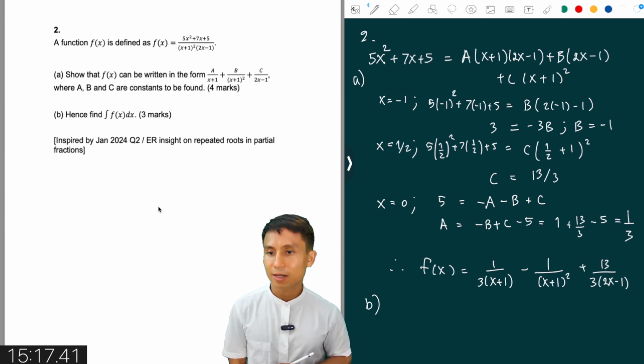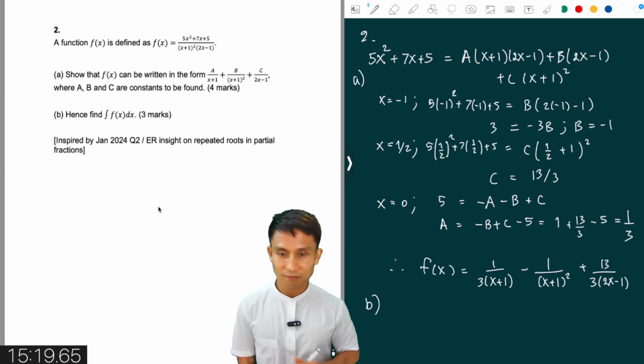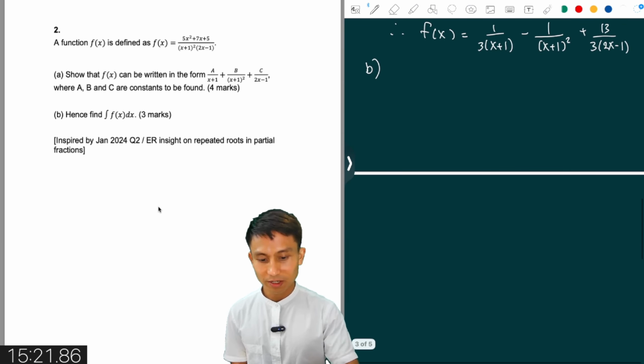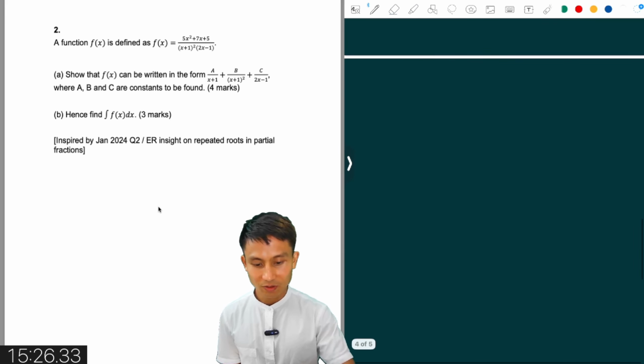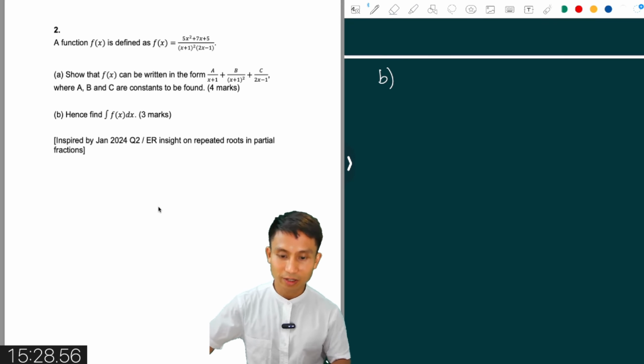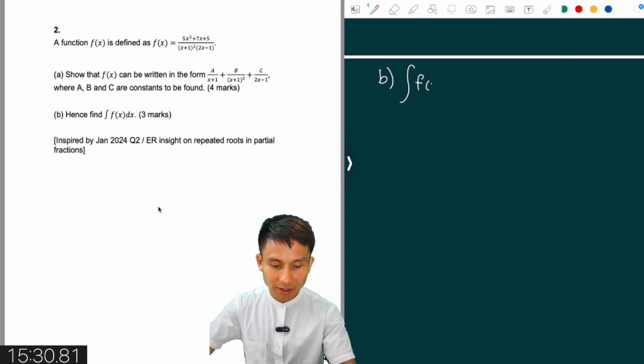Part B, hence find the integral of f(x), right? Classic, so when they ask you to do partial fractions, normally that's what happens next. You need to integrate that. Okay, so we're going to integrate the whole lot of f(x). I'm just going to write f(x) here, okay?